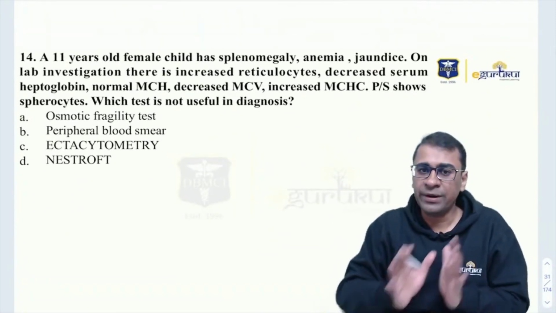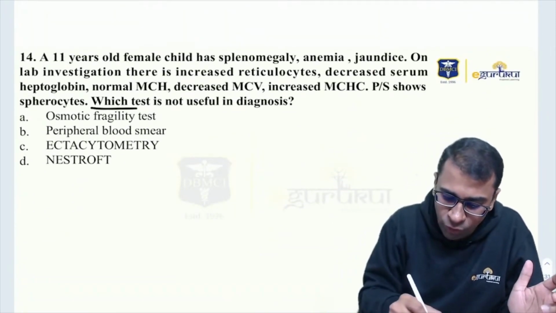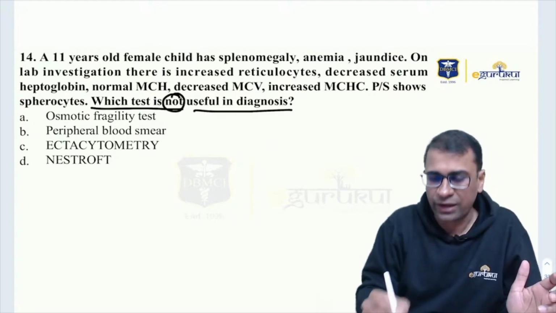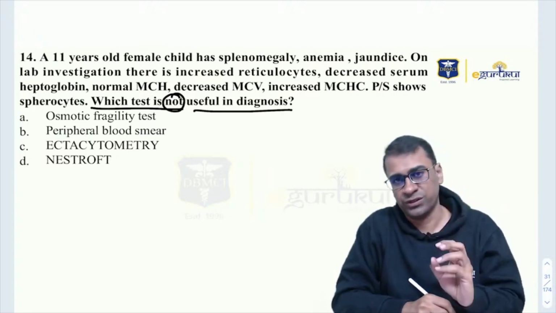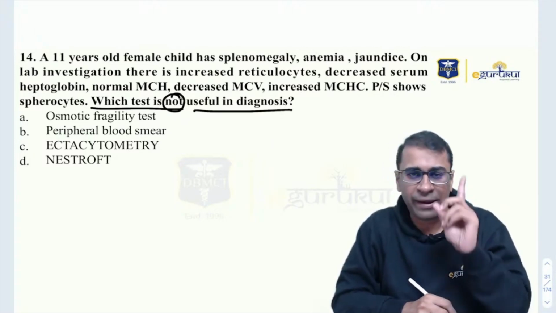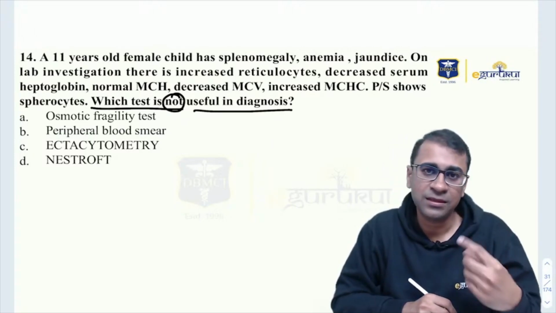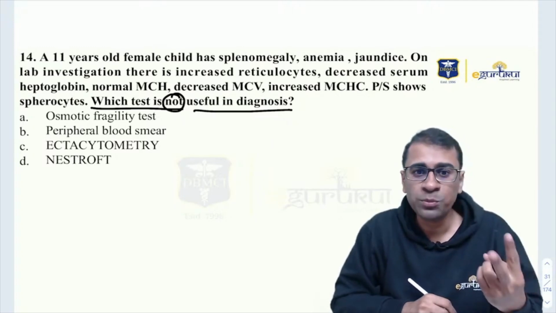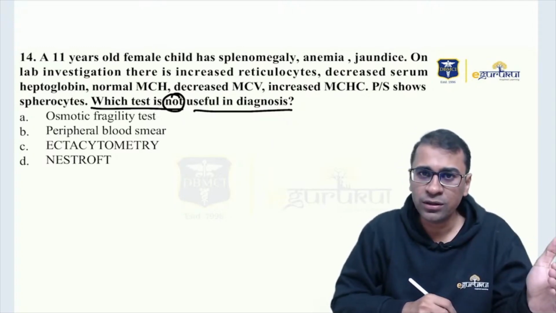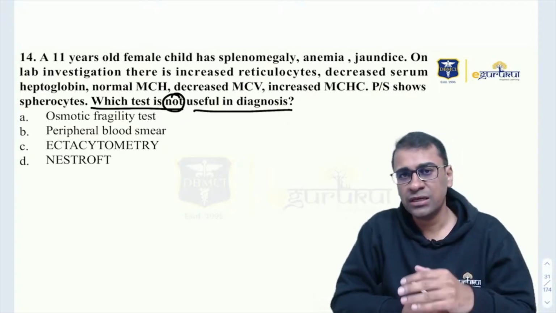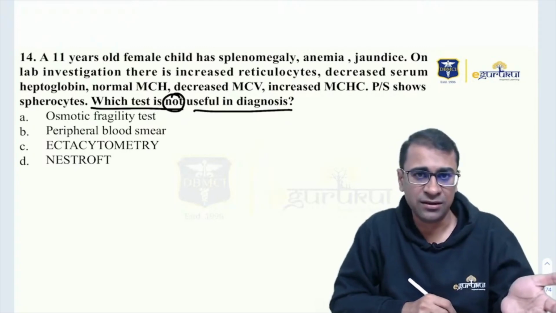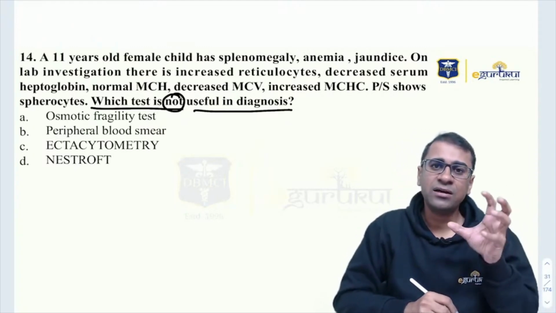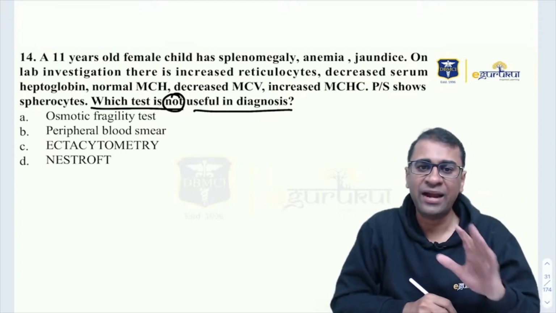Same type of question, but now the option is which of the following is not useful for diagnosis. In a case of hereditary spherocytosis, what tests do you do? First of all, peripheral smear to prove spherocytes. Then Coombs test to exclude an immune cause. Then OFT, which should be increased there. And you can do EMA flow cytometry to look for a band 3 defect.